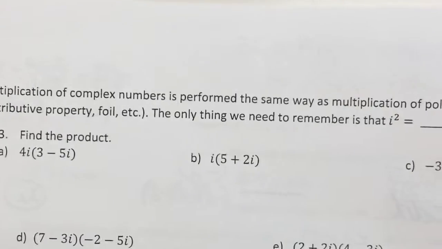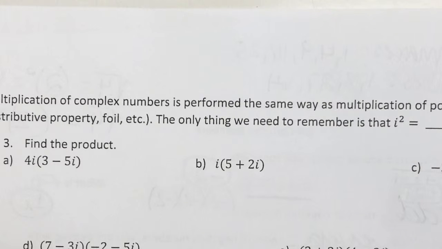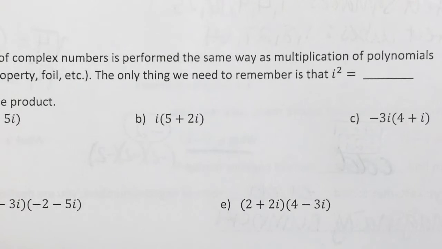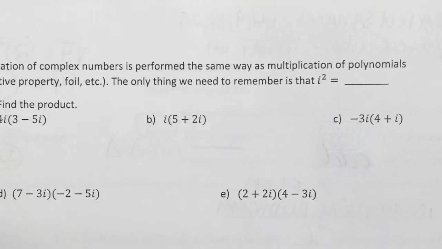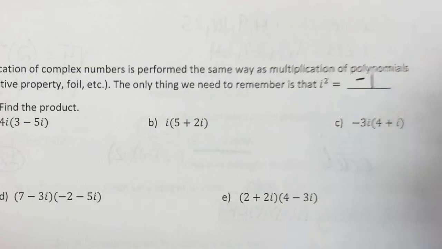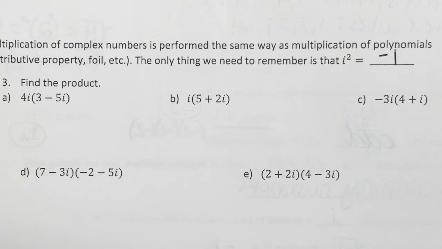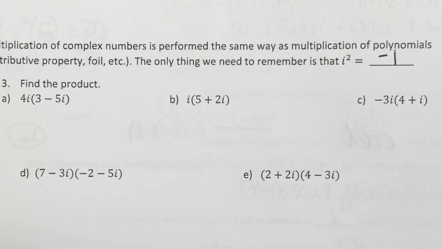Alright, next let's talk about how to multiply imaginary numbers and real numbers, okay? The only thing that's hard about this is just remembering that I squared equals what? Negative 1. Just remember that I squared equals negative 1. Okay? Everything else is pretty much the same.